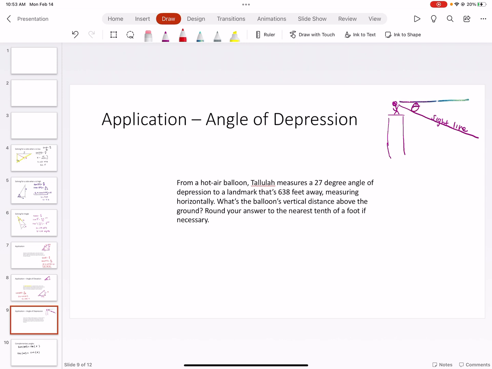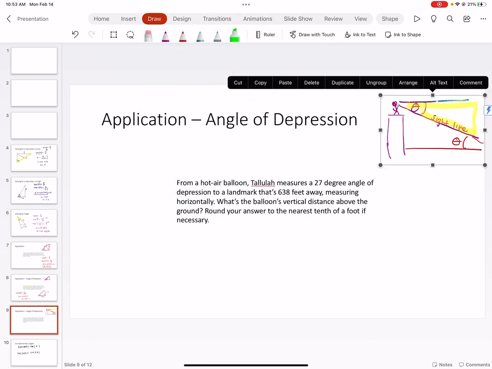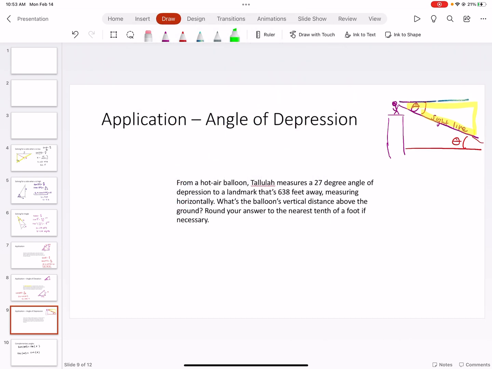But what you'll notice is if I have a ground horizontal line, this angle is going to be congruent to this angle because those two angles are alternate interior angles. So that means I can form either this triangle or I can form a different triangle that's the exact same, with the exact same measurements down below here. So with that in mind, now we're going to solve this problem.